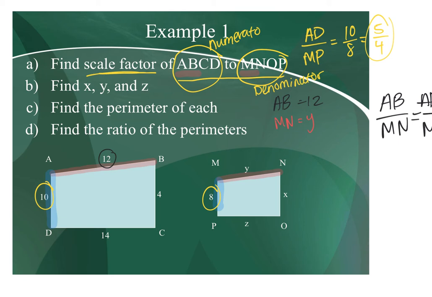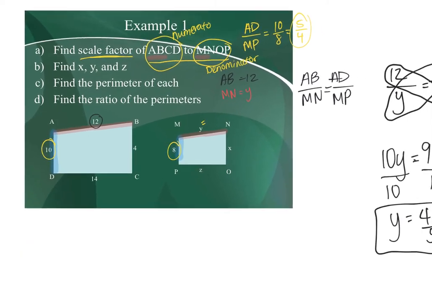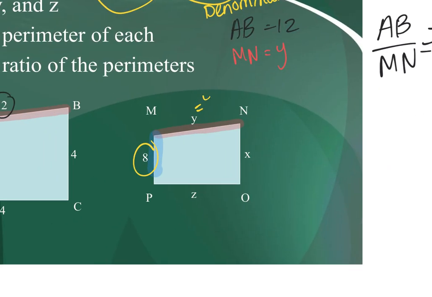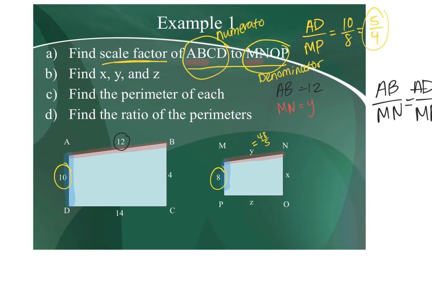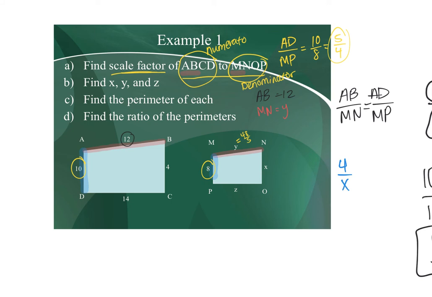So we started B. We found what Y was. How do you guys think we should solve for X? We found that Y was 9.6, or 48 over 5. How would we solve for X? What proportion could we set up for X? Savannah? Okay, 4 over X equals 5 over 4. Excellent. So BC is corresponding with NO. So 4 over X needs to hold with our scale factor, 5 over 4.